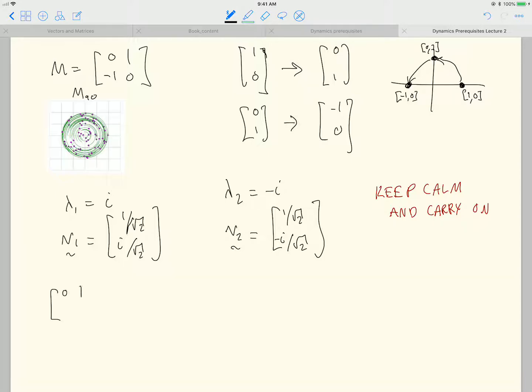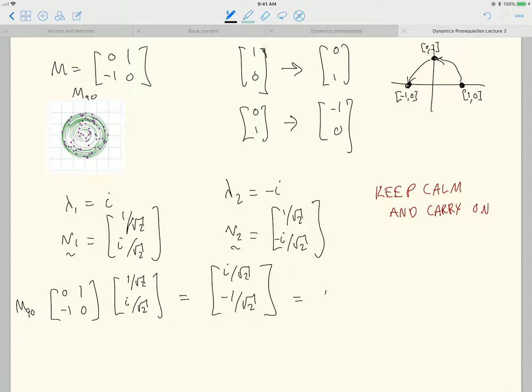So our matrix was 0, 1, minus 1, 0. I'm calling it M sub 90 for 90-degree rotation. And let's multiply it times 1 over root 2, i over root 2. Okay, so that's going to give us 1 over root 2 times 0 is 0, plus i over root 2 times 1. That's i over root 2. So we get i over root 2. And on the bottom, it's 1 over root 2 times minus 1, plus i over root 2 times 0. So the second term is just 0. And we get minus 1 over root 2.